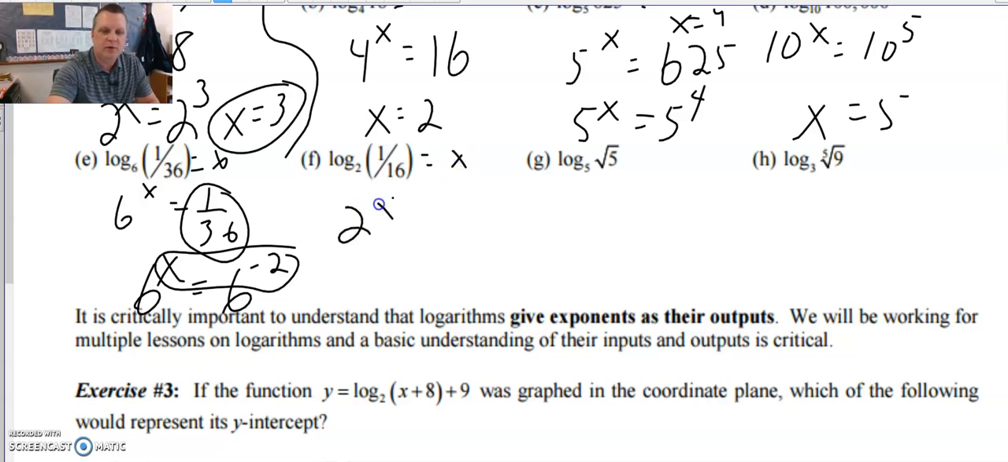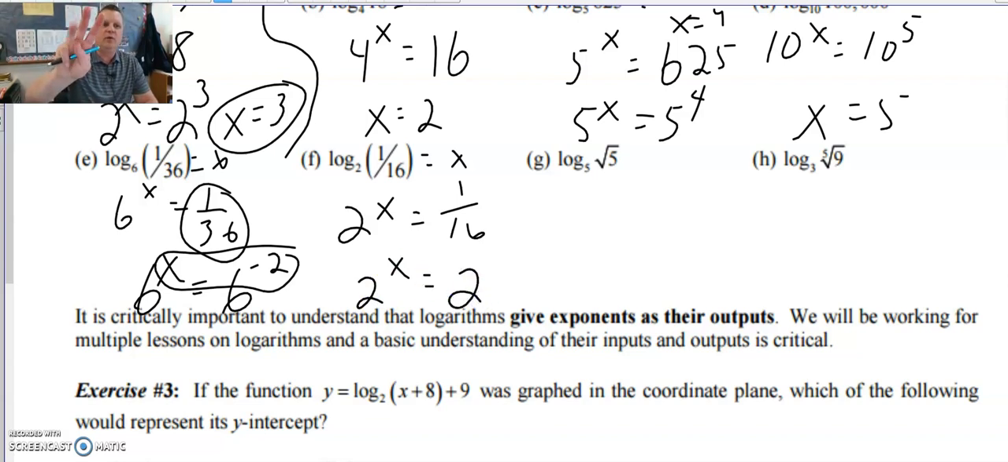Equals x, 2 to the x equals 1 over 16. 2 to the x equals 2, because it's a base 2. 2, 4, 8, 16, so 2 to the negative 4. x equals negative 4.